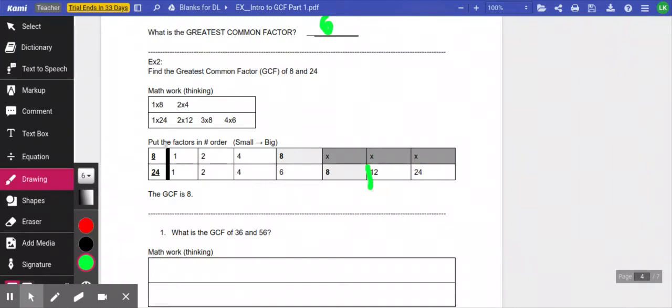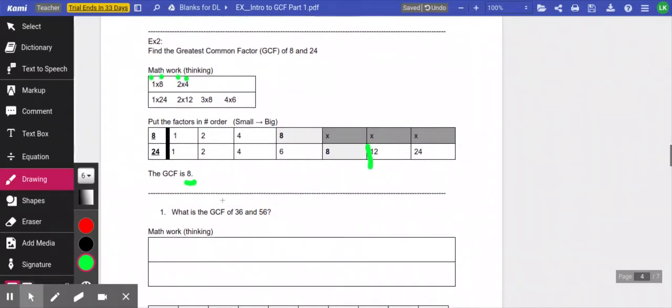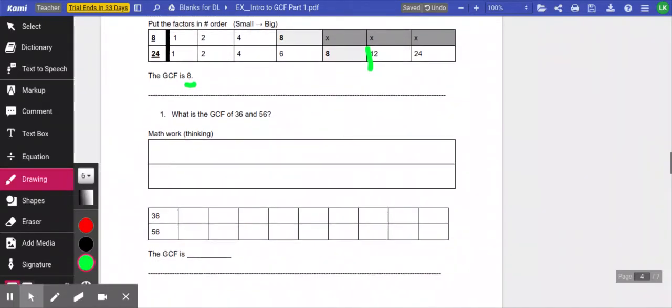Another method some people use is, instead of putting them in order, they look at their math thinking and put a dot above all the numbers they have in common. 1, 2, 4, and 8. What's the largest they have in common? 8. And that was our greatest common factor. You can see it in the chart here. The chart is just a more organized way of using it. Do you have to use it? Nope. Use what you need.